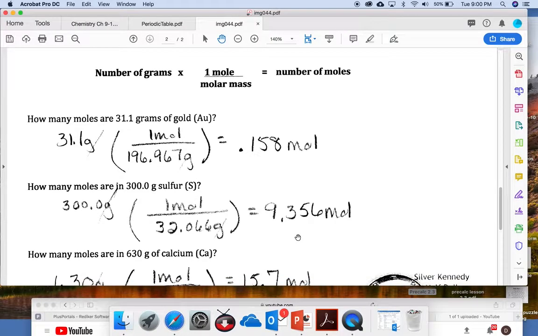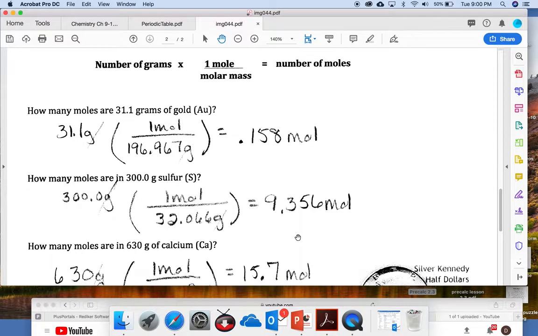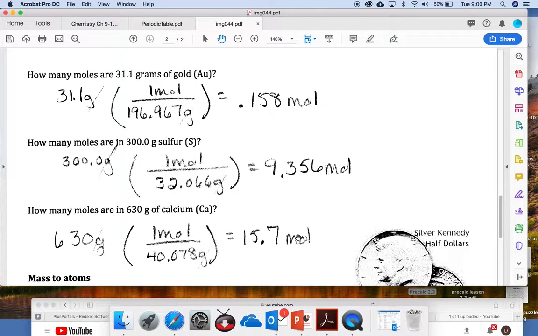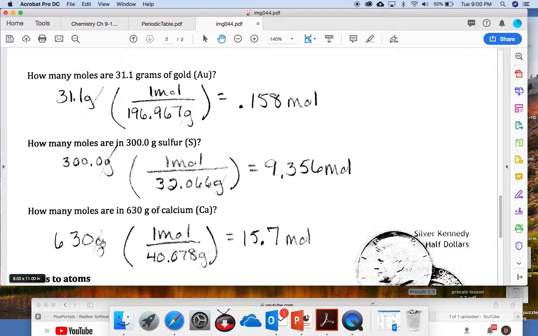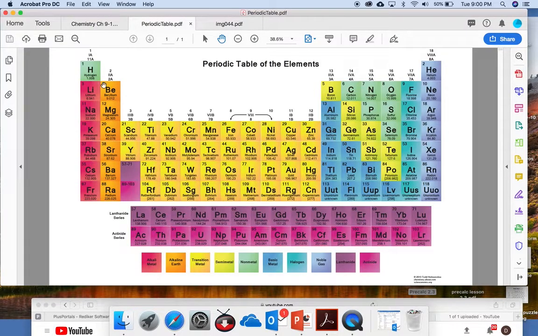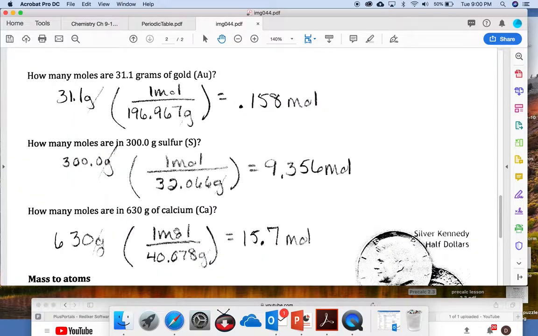How many moles are in 630 grams of calcium? I have 630 grams. I look up calcium. It has a molar mass of 40.078. So I take 630 divided by 40.078. I've got 15.7 moles.